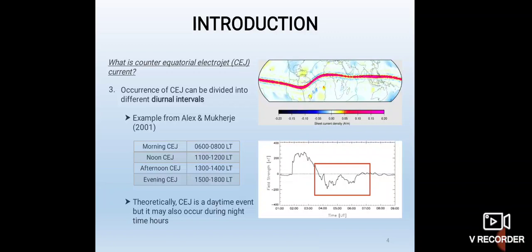The occurrence of CEJ can be divided into different diurnal intervals. For example, Ellis and Mukherjee 2001 is the earliest study that classified CEJ into several types, which are morning, noon, afternoon, and evening. Theoretically, CEJ is a daytime event, but it may also occur during nighttime hours.